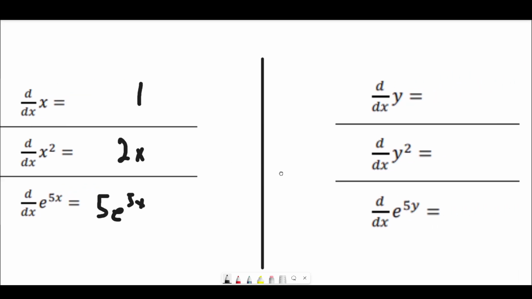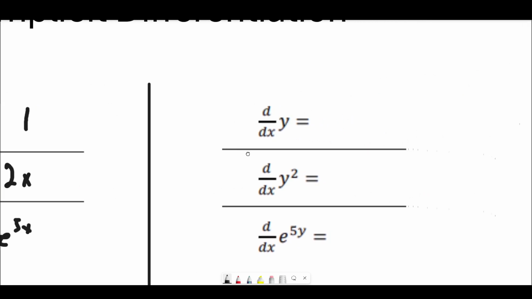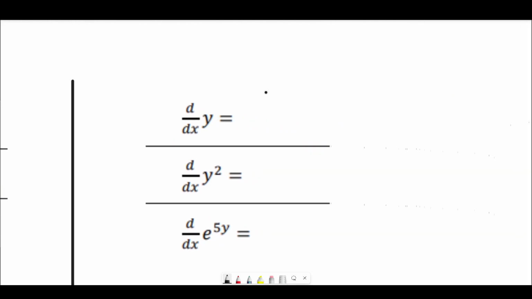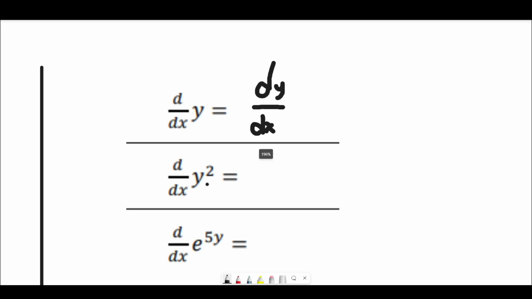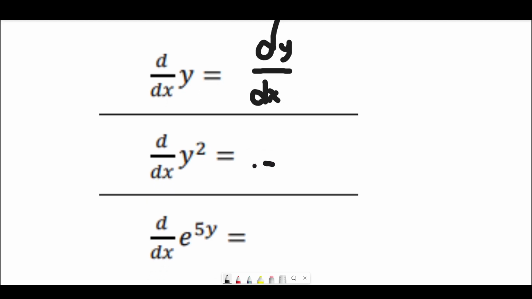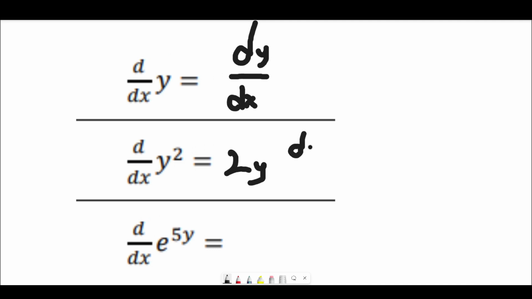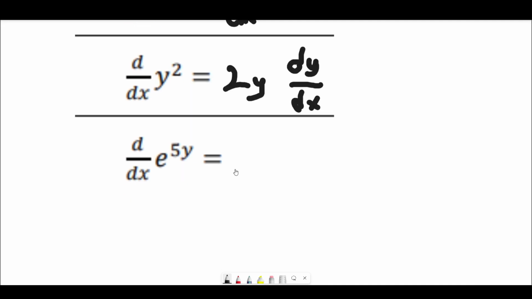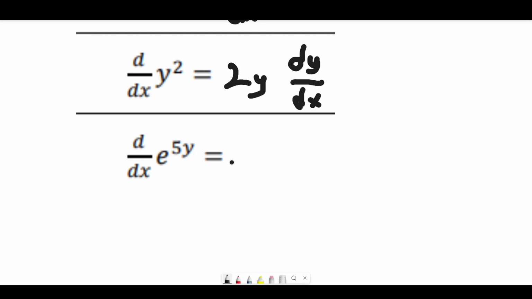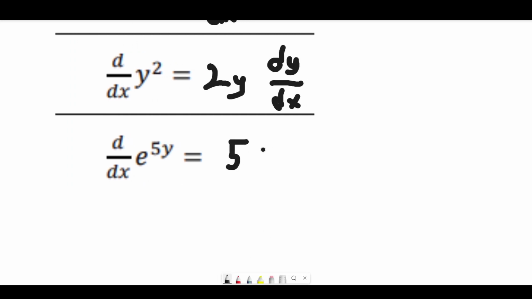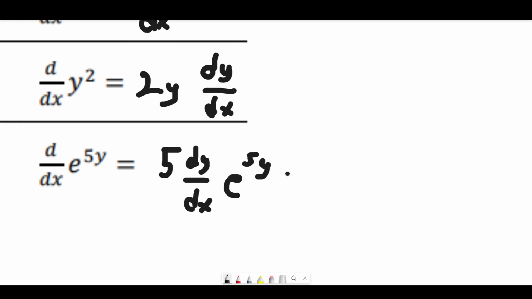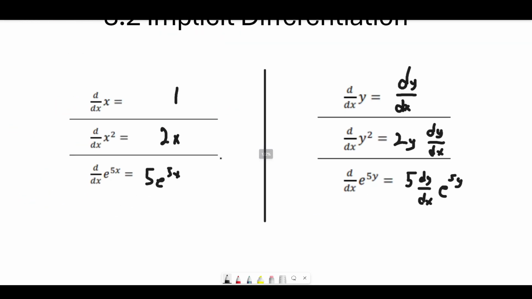In this case, it's going to be different with y. Taking the derivative of y is just going to be dy over dx rather than 1. And every time you take the derivative of something that has y in it, it's always going to have dy over dx. So you're going to use the same rules, but this time adding dy/dx. In this case, it'll be 2y times dy/dx. And then the same process right here. So this is going to be 5 dy over dx times e to the 5y. And that's it for implicit differentiation.